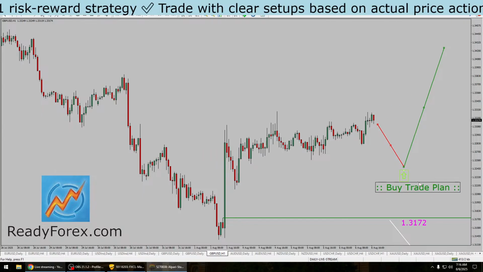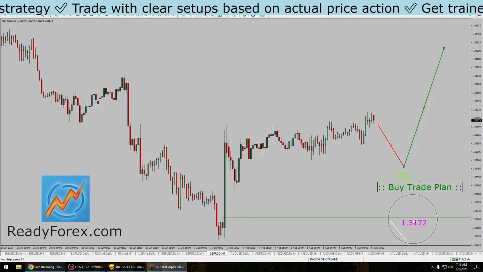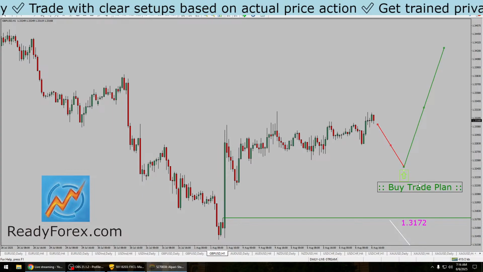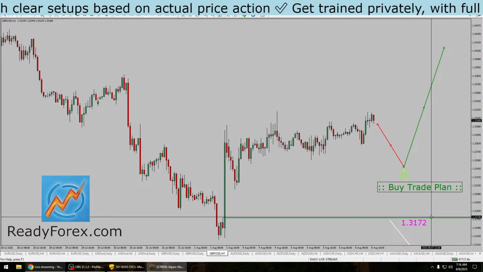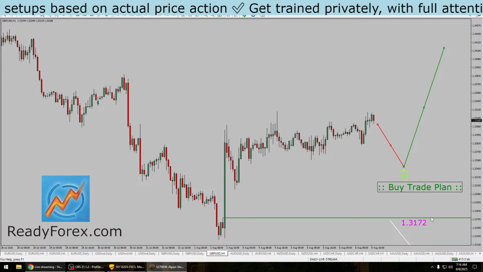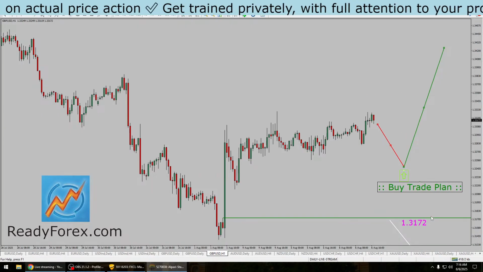Now down over here I have written 1.3172. That's the level right over here. If price action is going to break below the 1.3172 level, then expect further weakness in the price action of the pound versus United States dollar currency pair.